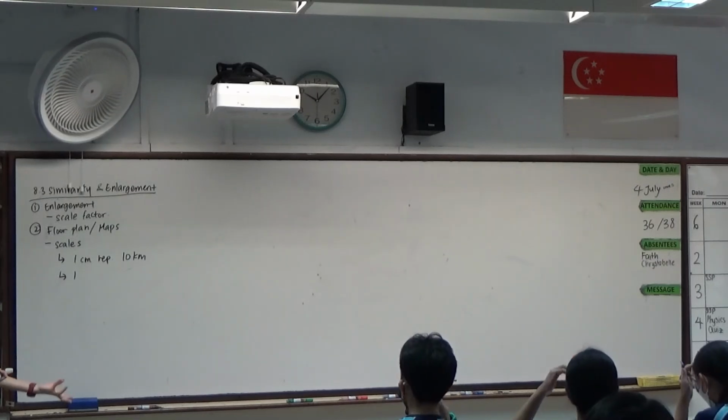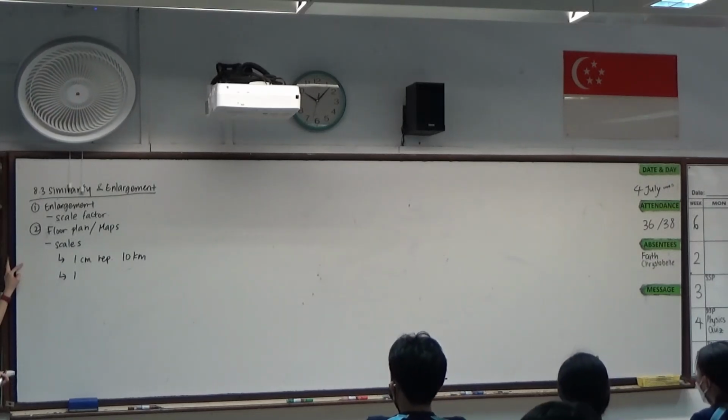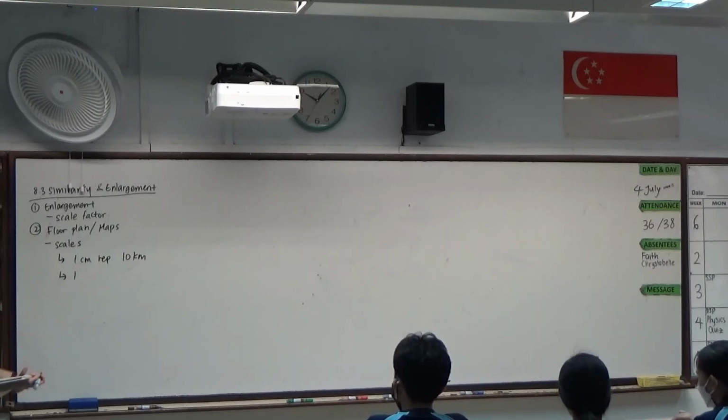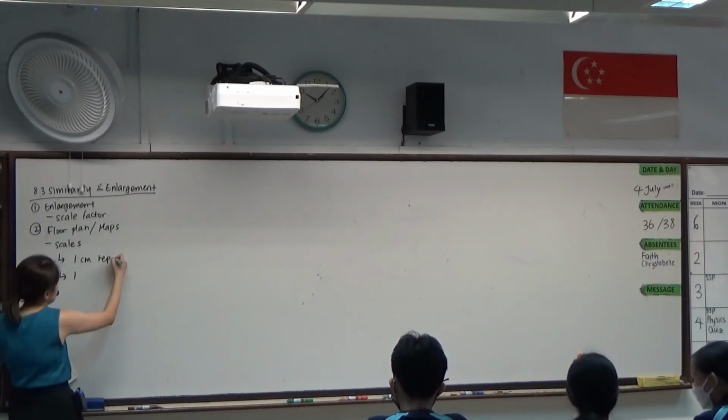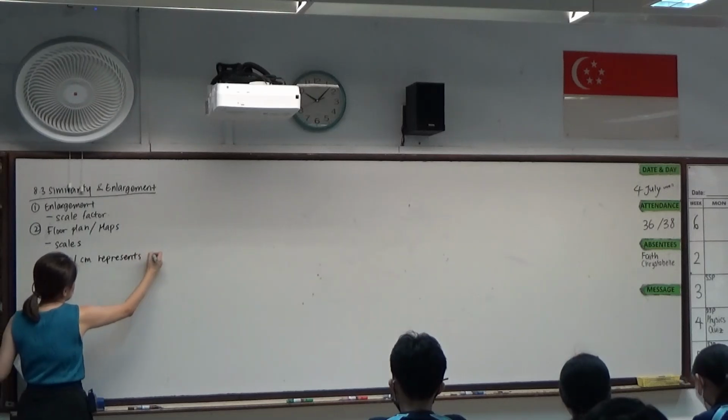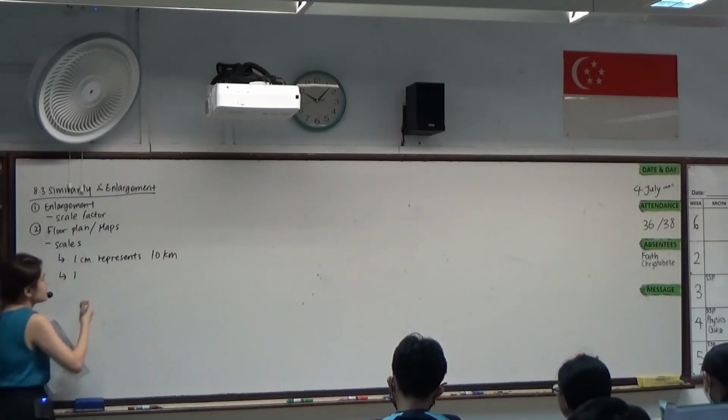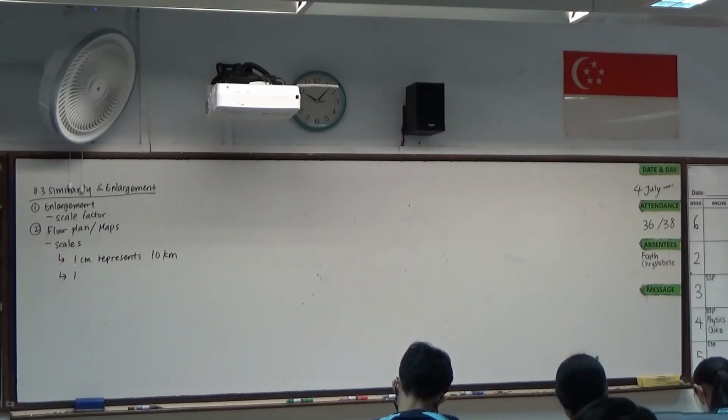They all depend on the scale. Scales, we have different versions. We have one that is a statement, 1 cm representing 10 kilometers. I just write it in short, in case you don't understand. An example of a scale is 1 cm representing 10 kilometers.